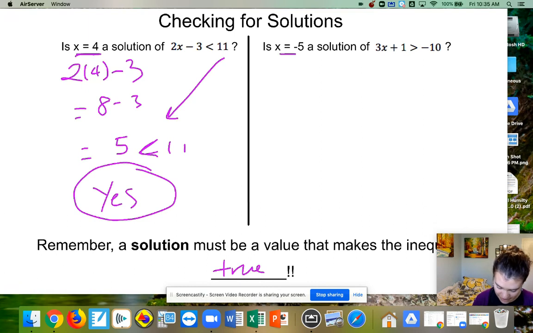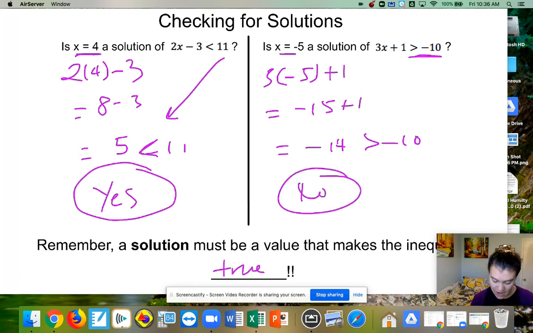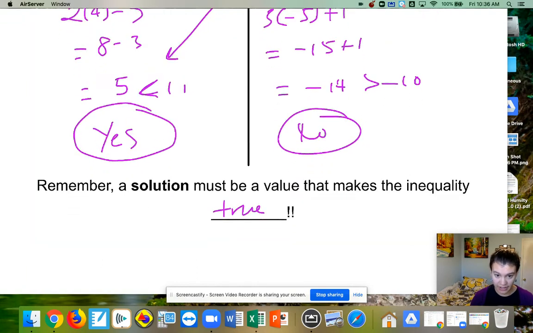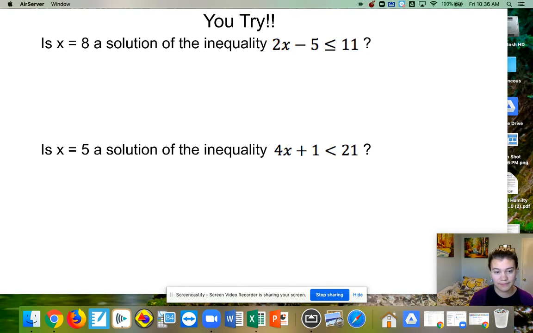So same idea here. We're going to plug in negative 5. So 3 times negative 5 plus 1. That will give you negative 15 plus 1, which is negative 14. And if we bring this part down, we have negative 14 is greater than negative 10. That's not true. Negative 14 is farther negative than negative 10, so it's less than that. So this is no, that's not true. So it's not a solution. So again, any solution has to make the inequality true. It has to be a true statement. All right, so pause the video and try these two on your own.